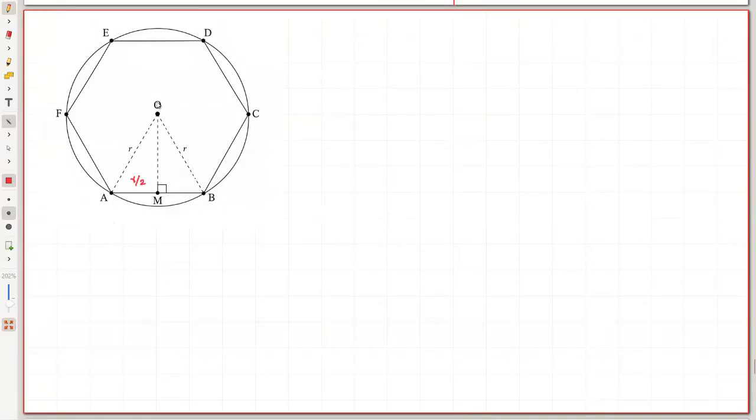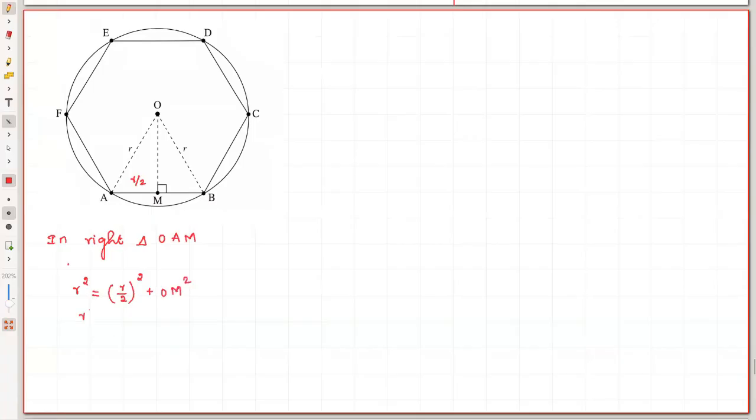For finding this length, this is a right angle triangle, so I can use Pythagoras theorem. In right triangle OAM, apply the Pythagoras theorem. Hypotenuse square, that is R square, is equal to the sum of the other two sides square. This is R square plus R by 2, the whole square, plus OM square. OM square only we have to find out.